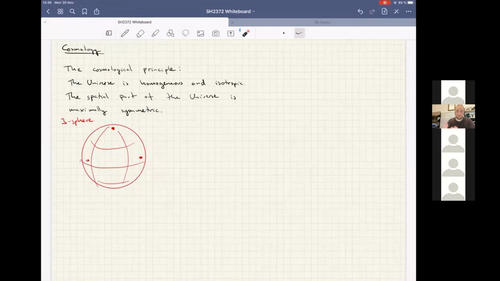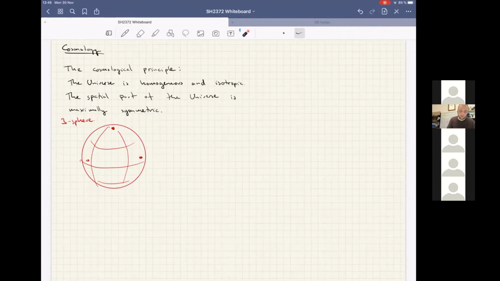This is maximally symmetric because, if you look at the 2-dimensional sphere, a maximally symmetric 2-dimensional space has the 2 translational directions and 1 rotational direction. So around every point you have these. These are the 3 rotations of a sphere. So the 2-sphere is a maximally symmetric 2-space. The 3-sphere is the 3-dimensional equivalent of that.